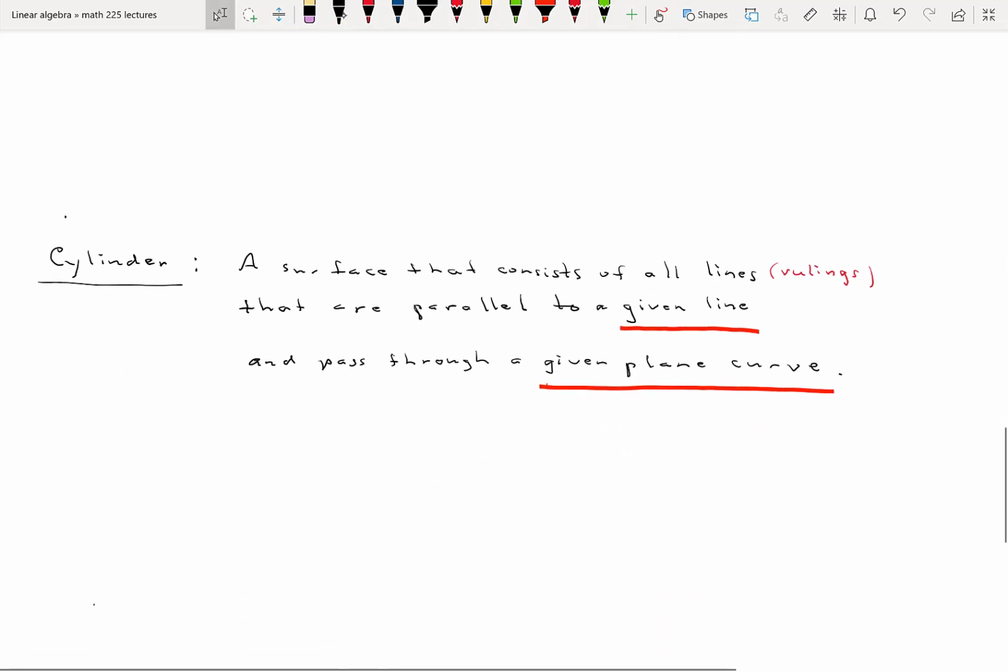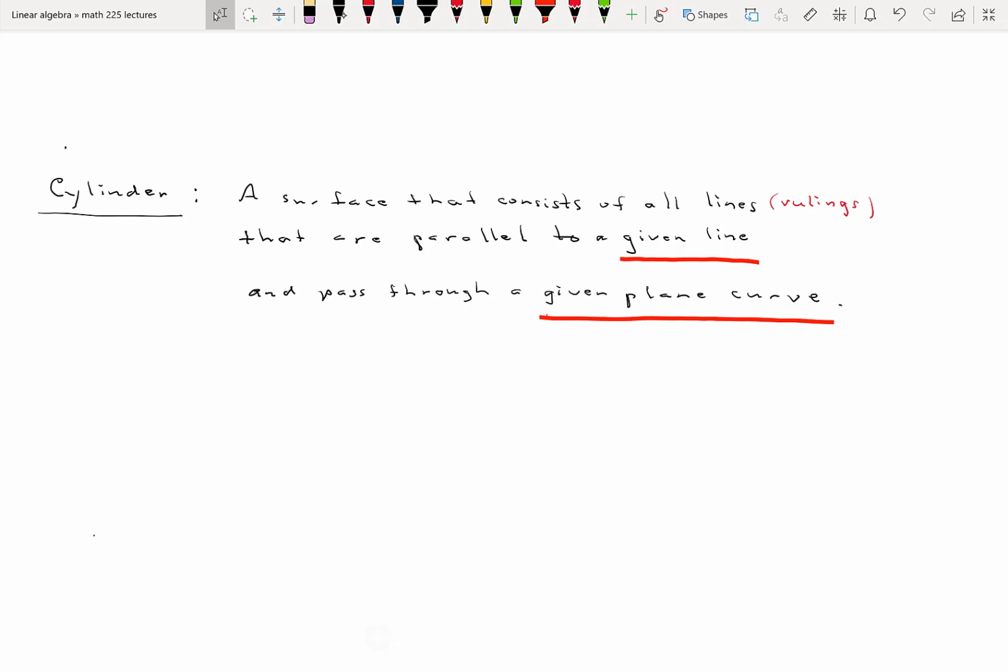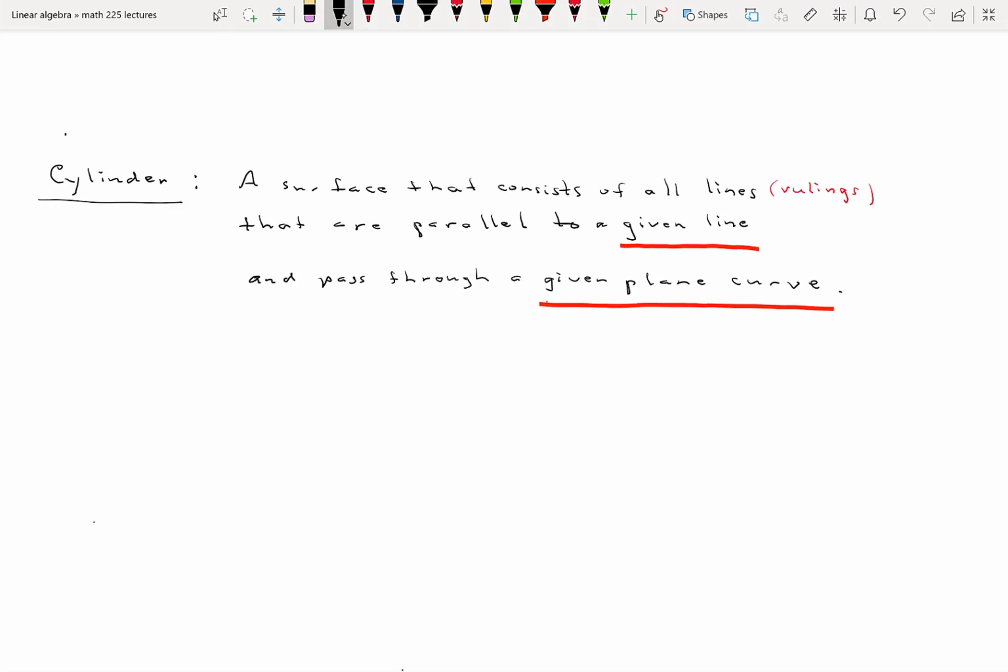I have it written out for us. This is from our text. A cylinder is a surface, and as I go through this, I'm going to actually draw what's going on here. So here's that plane that we're starting out in. A cylinder is a surface that consists of all lines, and we call those lines rulings, that are parallel to a given line and pass through a given plane curve. So here's a given plane curve, sort of an S-shaped curve-ish thing. Okay, and here's that first line, the given line.